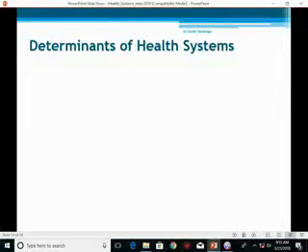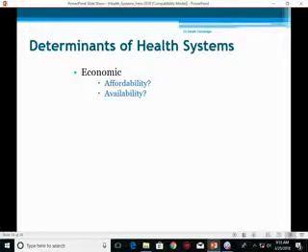Then what are the factors that determine a health system? Economic factors, affordability, availability. That is very important. We can't have very sophisticated services in the rural areas because we are a developing country. So can we afford to have them in all the hospitals? Therefore, we have to see the affordability. Economic factors will determine the health system and the availability.